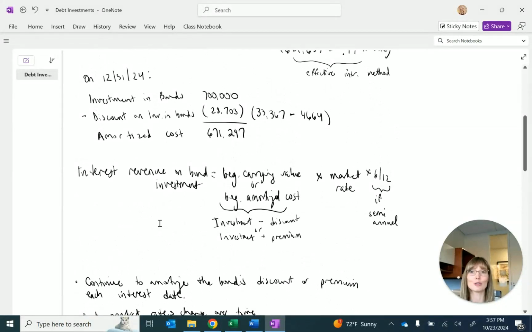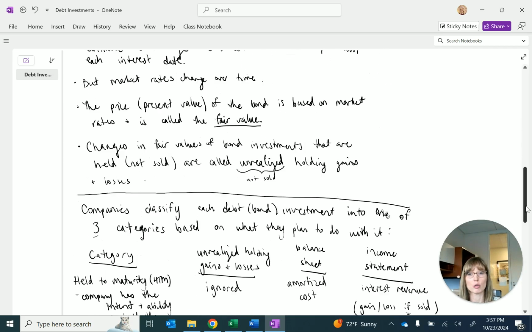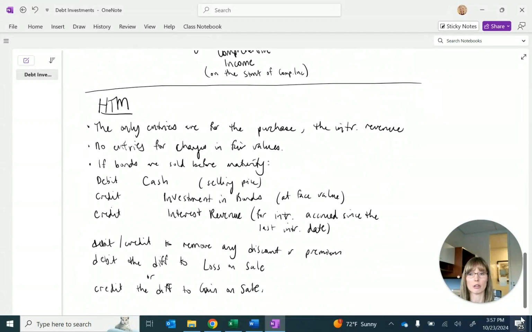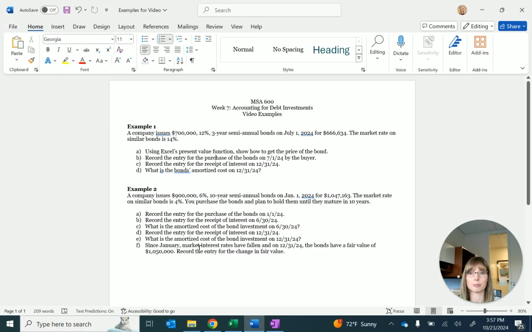I mean, we would continue doing this every 6 months. We would have another interest received, cash, interest revenue, another amortization or reduction of that discount account. And we would just do that all the way until the bond matures. This was a 3-year bond, so 6 periods, and then we would collect our principal. So let's just do one more example under the held to maturity category.